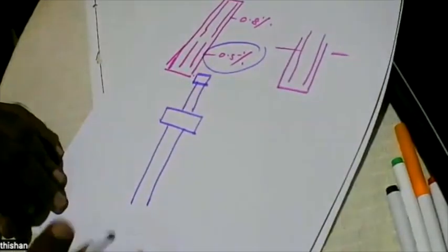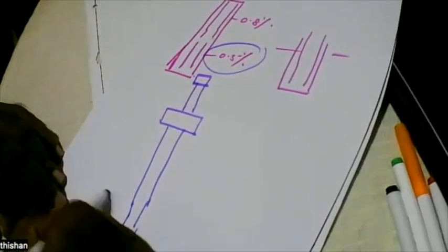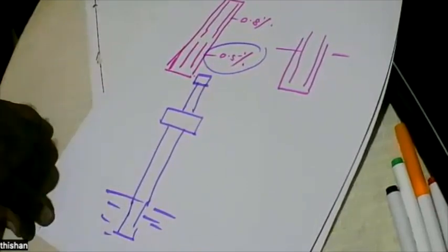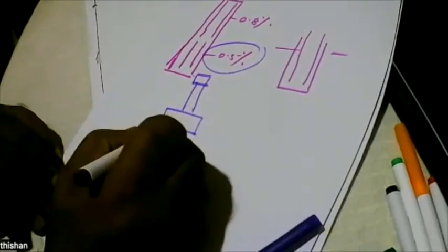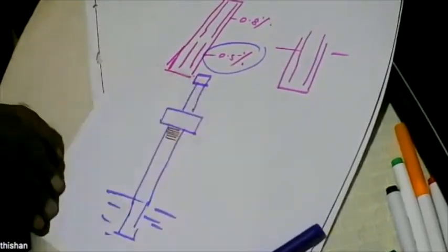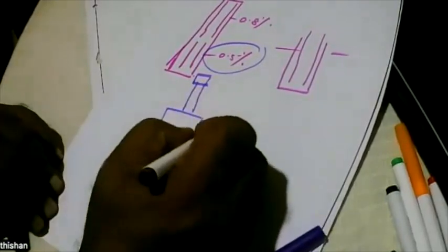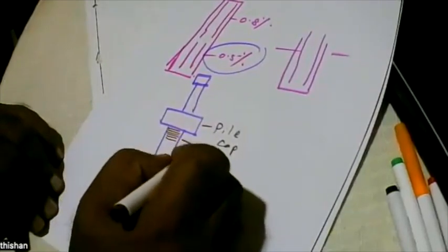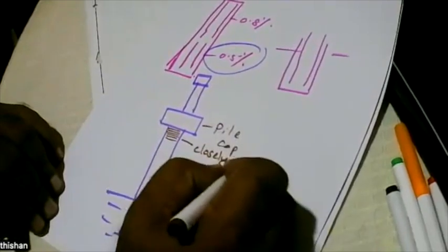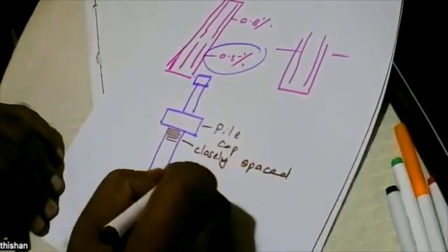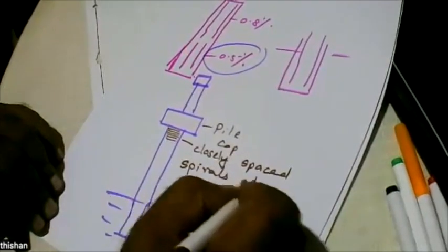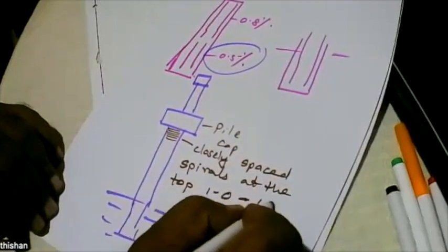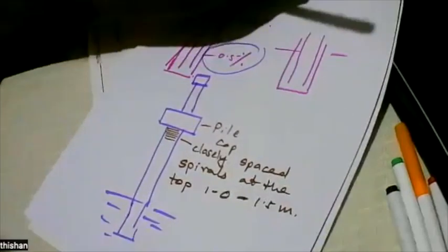Something like that. Now this is the pile, and it has gone into the bedrock, it's anchored, all that is there. So this is going to behave like a cantilever, and it's connected to the pile cap, and it's a good idea to have closely spaced spirals at the top, 1 to 1.5 meters. You have to ask why.